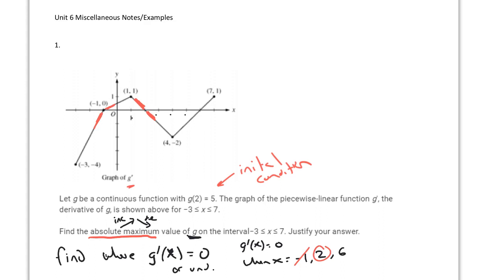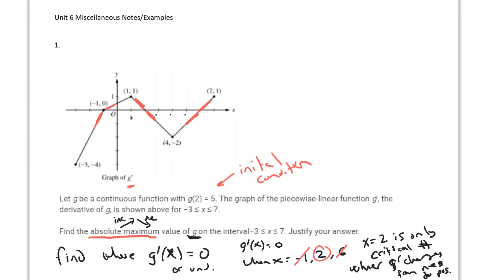And at 6, it's going from negative to positive. Right, I'm looking at just the y values. This is g prime, so that's out. Okay, so x equals 2 is the only critical number where g prime changes from positive to negative.